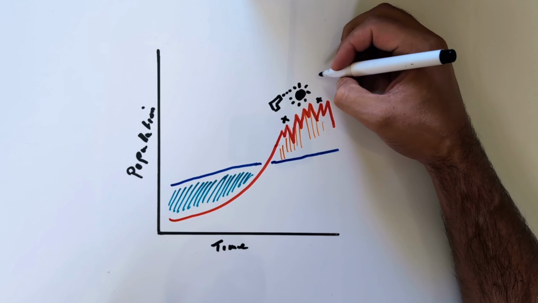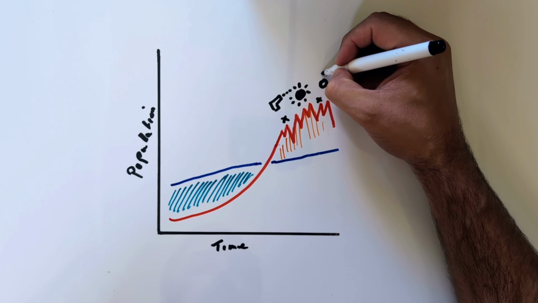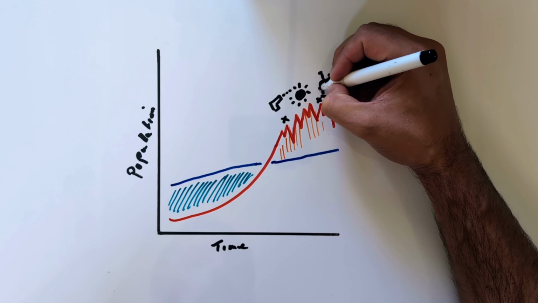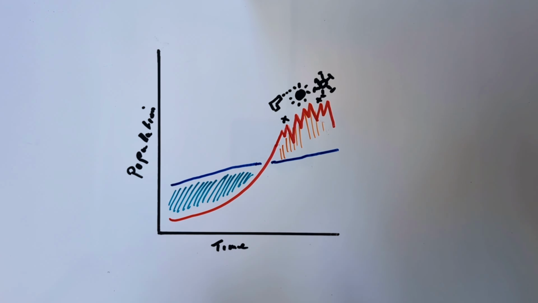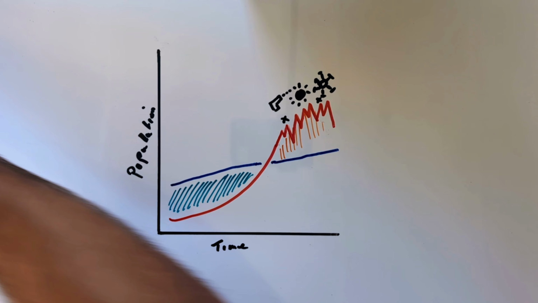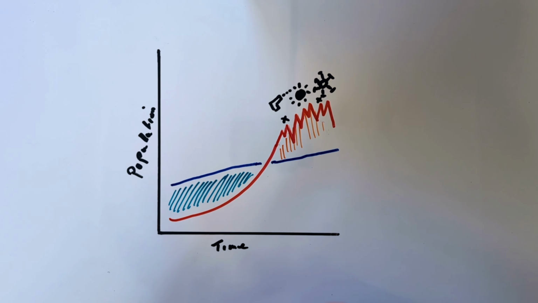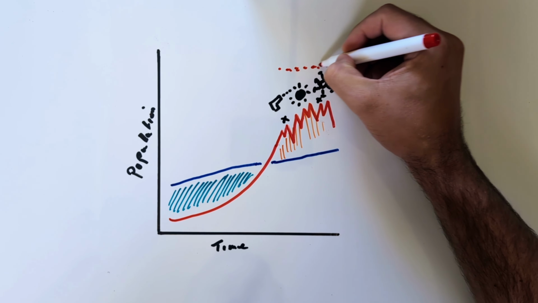What happened here? It could be a disease. Let's draw a disease like this. Like COVID, like Ebola, coming along and causing that check. So he was saying that we'll have these Malthusian collapses, as we called them, and they would essentially put a ceiling on what the human population could be.